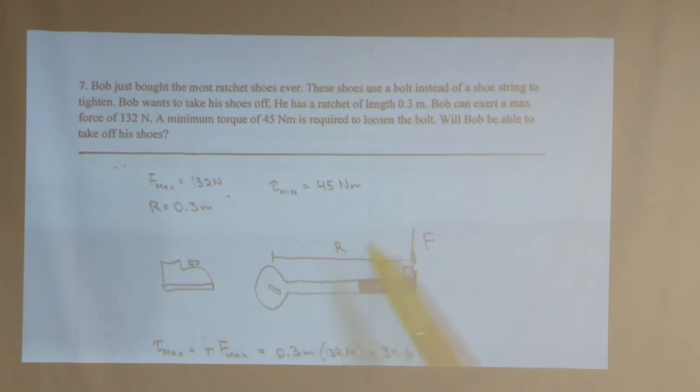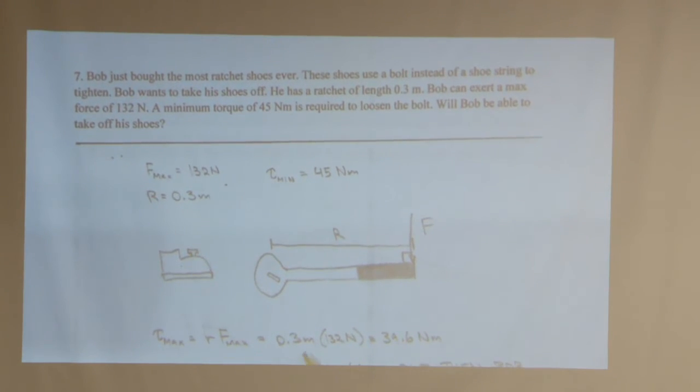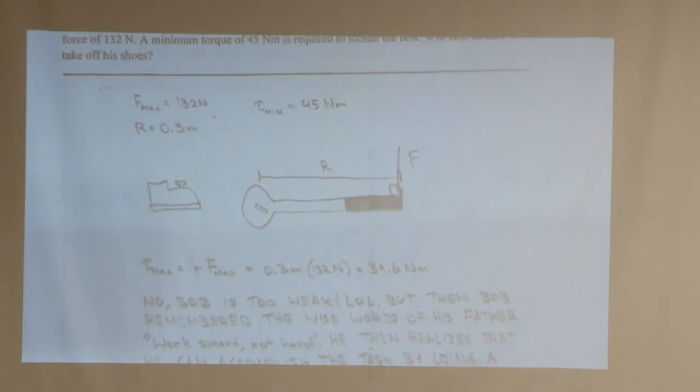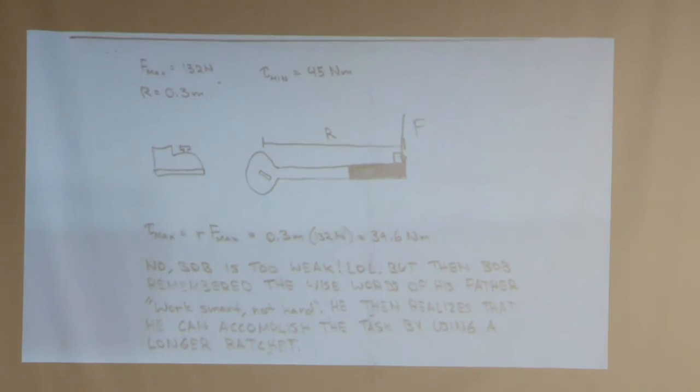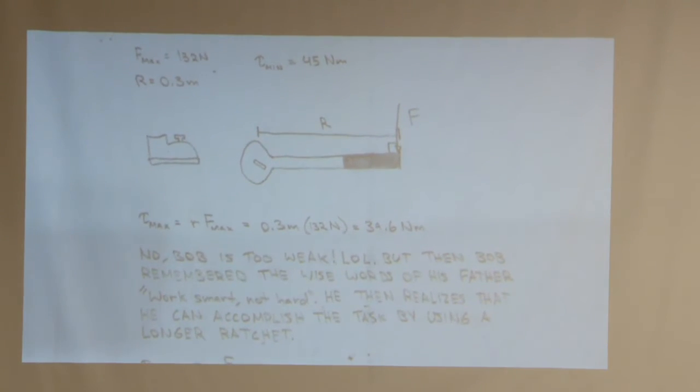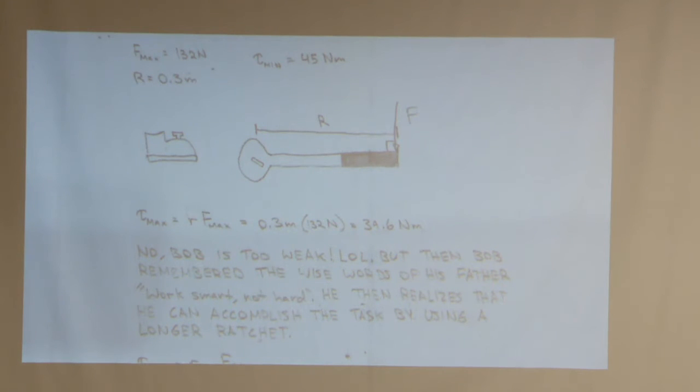So then if we were to calculate this, we get that the max torque that he can apply to the ratchet is 39.6 newton meters. All right, so no, Bob is too weak. But then Bob remembered the wise words of his father, work smart, not hard. He then realizes that he can accomplish the task by using a longer ratchet.